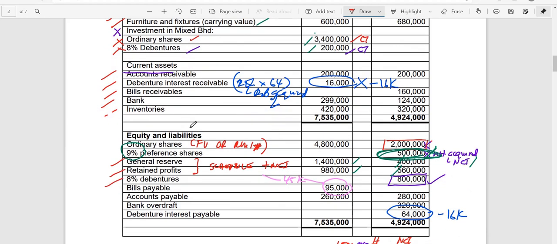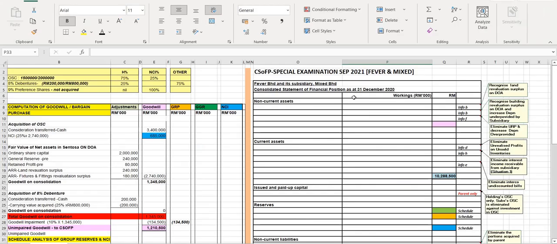So debenture, we also will be doing the consolidation, leaving just the one of the parent and the one related to the other debenture holder. To take note on this bank overdraft. For this debenture interest payable, will not report all 64, will just report the remaining figure after deduction of this, right? And remember, the debenture interest receivable will not be reported, but you must show the working. So we just do that.